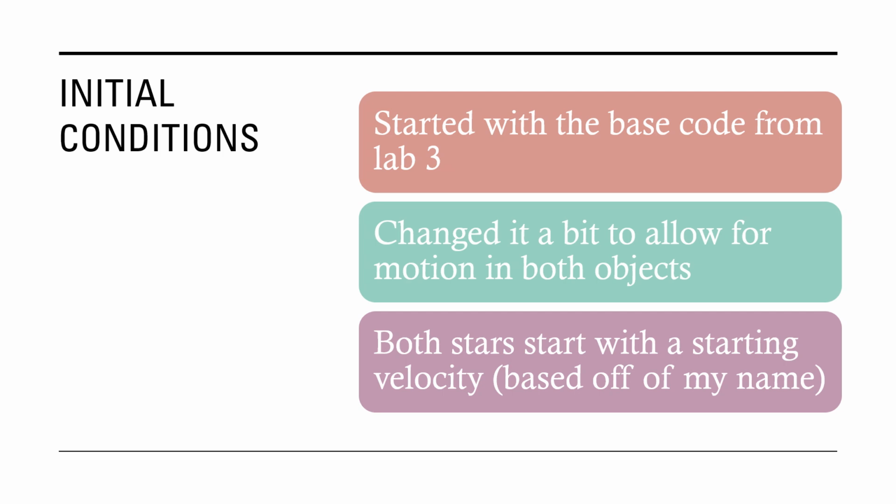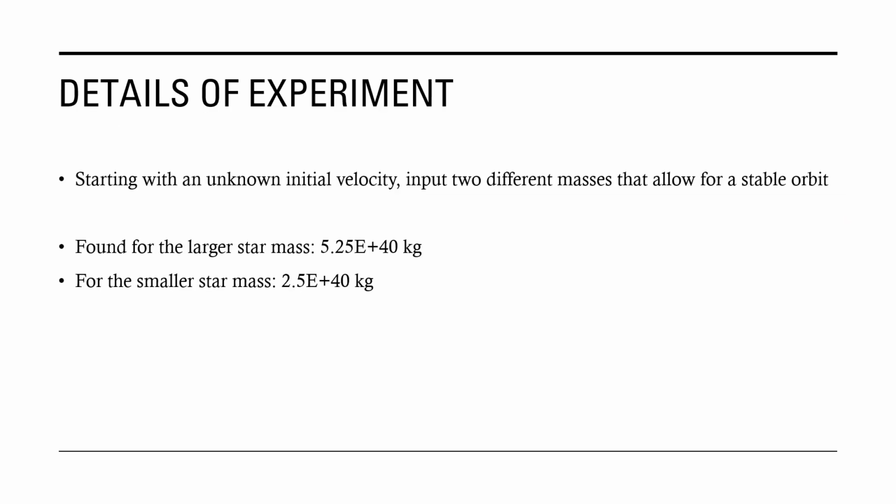After that, I'll get into finding the mass for the two stars and defining the starting velocities that work. As for the details of the experiment, the initial velocity we started with was unknown, and we had to input two different masses that would allow for a stable orbit.